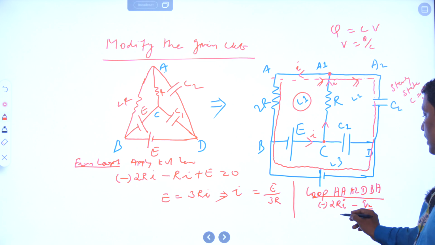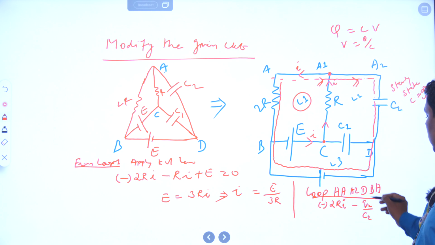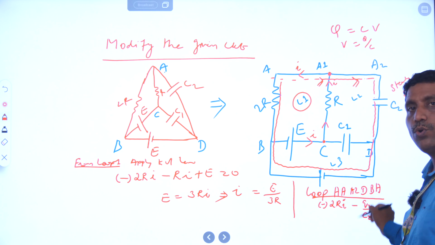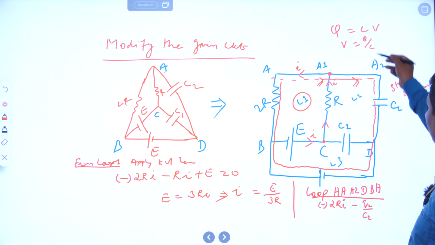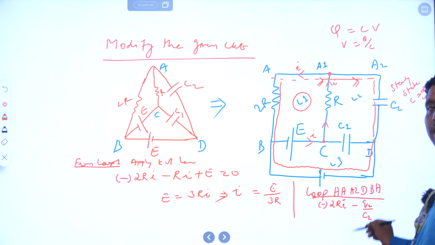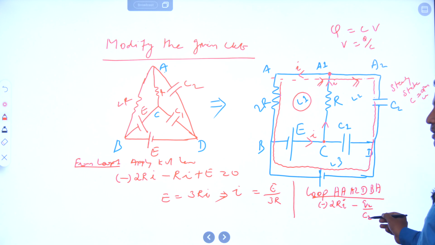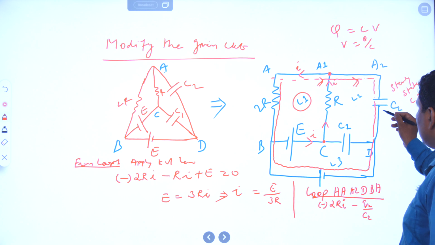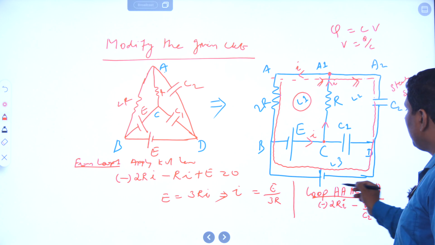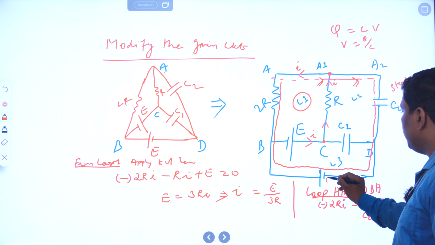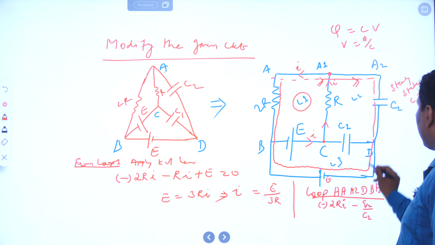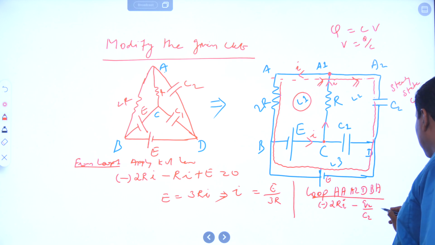The first term is minus 2Ri. This is one of the voltage drops. The second term also needs to be a voltage, so in terms of Q and C we can write the voltage equation. The second term is Q2 divided by C2. This is also one of the voltage drops. Then in this loop, the other element is the battery E. As per the loop flow direction, this is plus E.